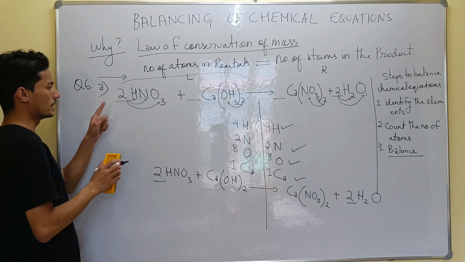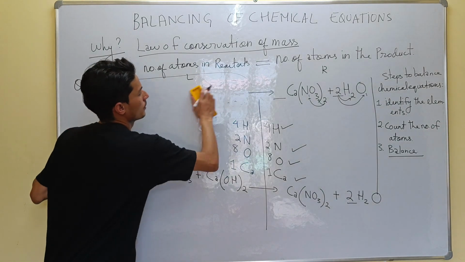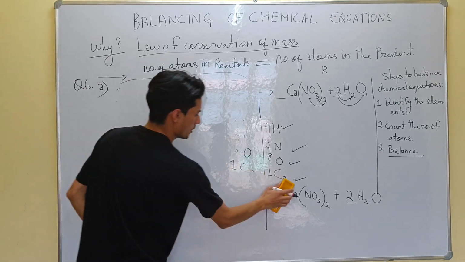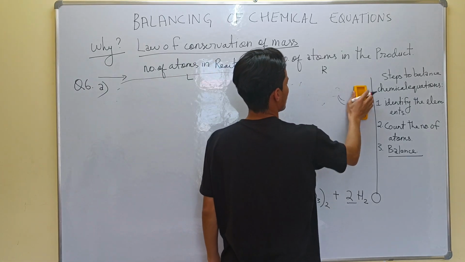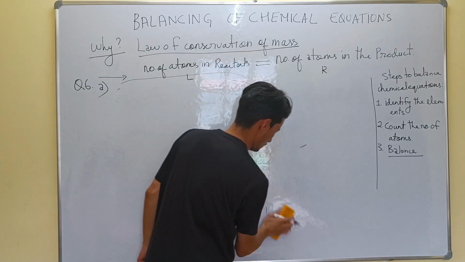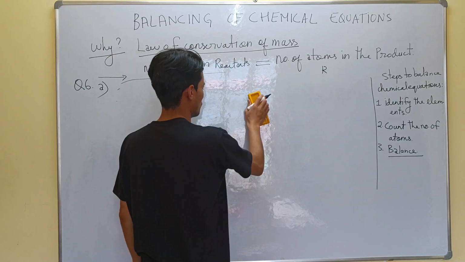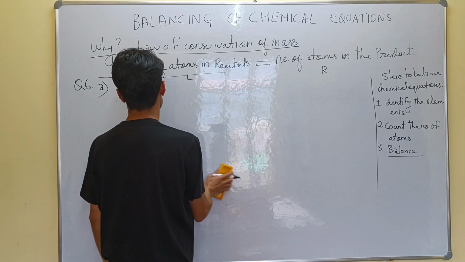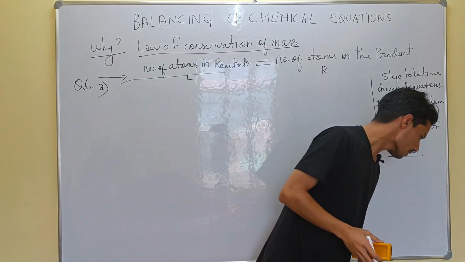Question number B. Okay. A is done. Now let's go to question number B. Like I said, balancing of chemical equation is not difficult. It's easy. It is not difficult at all. Initially, it may take some time, but then once you get the idea, you will remember it throughout your life. Okay. So now let's do the next question.